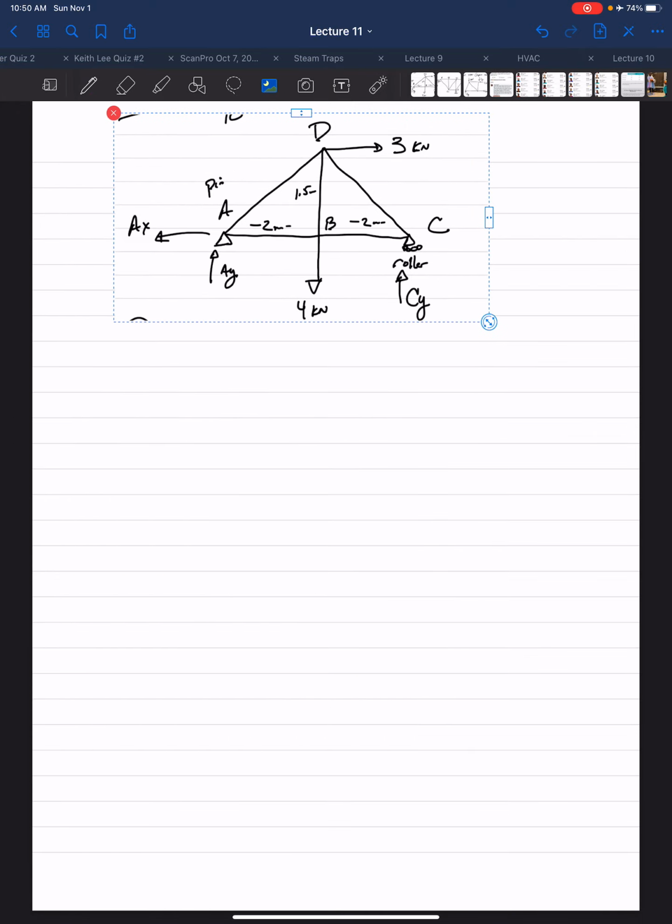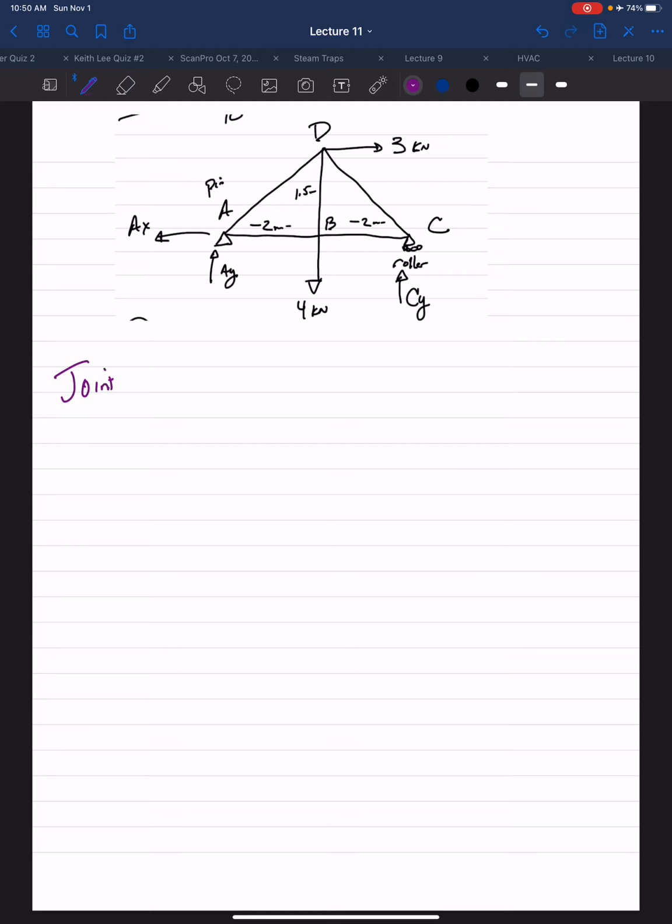All right, so now if we go through joint, say, A next, we know AX and AY. Remember, AX equals 3 kilonewtons. AY is 0.875 kilonewtons. So we have two knowns, AX and AY, and two unknowns, AD member and AB.